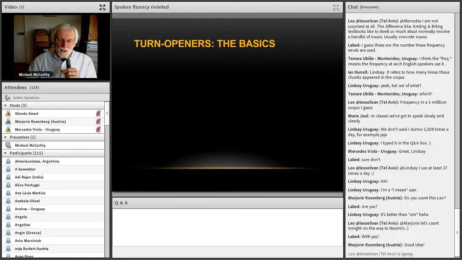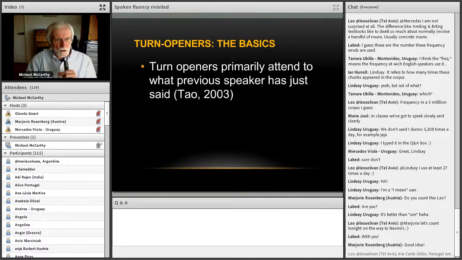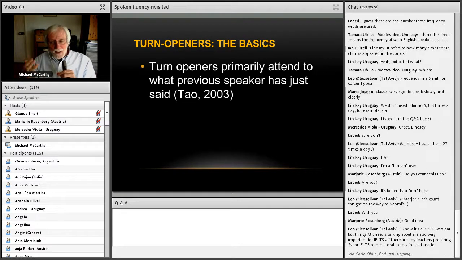There is research about how we open our turns, particularly done by a very good Chinese linguist, Hongyin Tao, in 2003, who did a big study of how people opened their turns. What were the first word or words that speakers use when it's their turn to speak? And Tao demonstrated quite clearly from his corpus that the turn openers, as he called them, the first word when it's your turn to speak, primarily attend to what the previous speaker has just said.